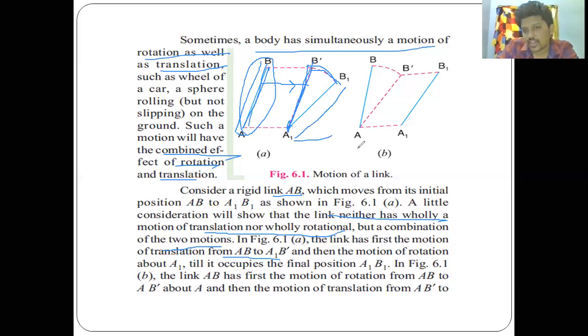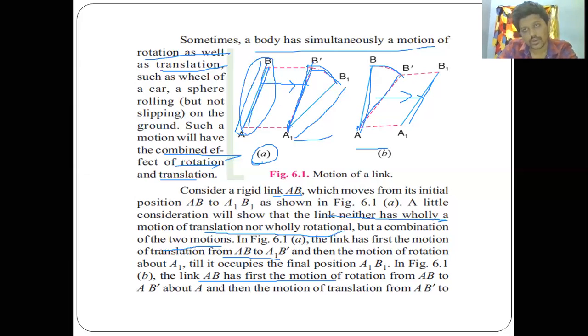If you see the second diagram, in this the length AB has to first rotate. At center A, the link rotated through an angle to B dash. Now from A B dash, it moved translationally in this direction to A1 B1. So in the first diagram, it first translated and then rotated. In the second case, it rotated and then translated.